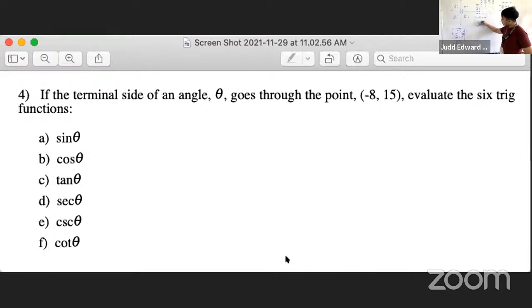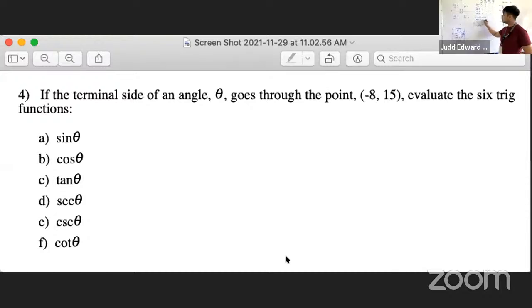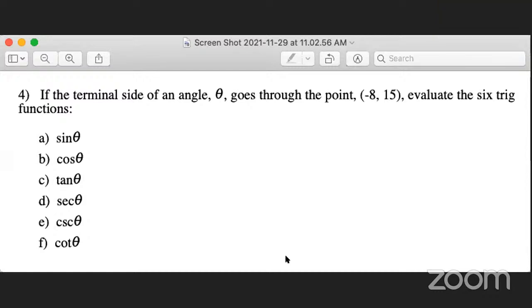Therefore, in order to get the hypotenuse, we use the same technique as the distance formula. 8 squared is 64. 15 squared is 225. 64 plus 225 is 289. The square root of 289 is 17.